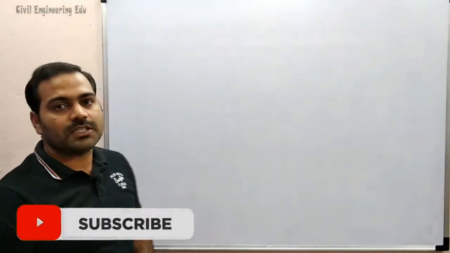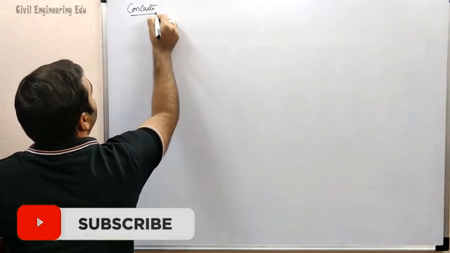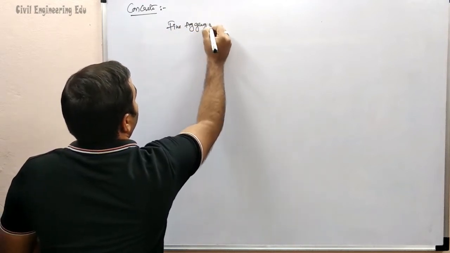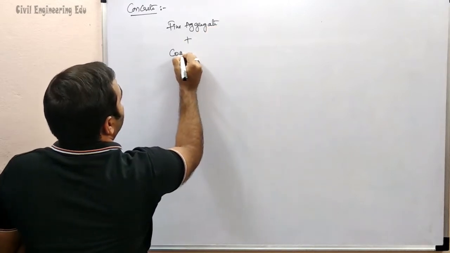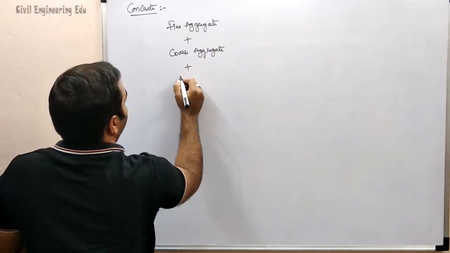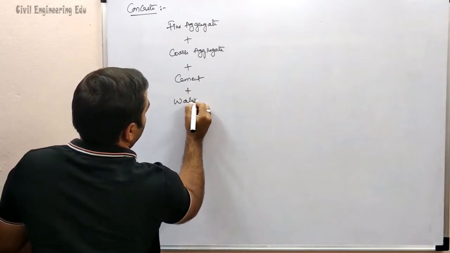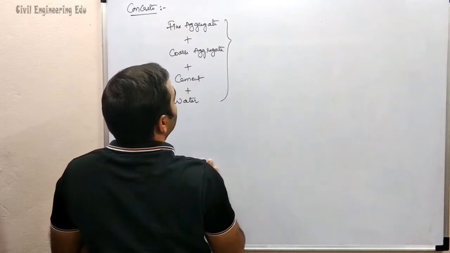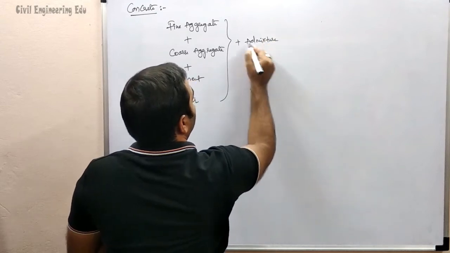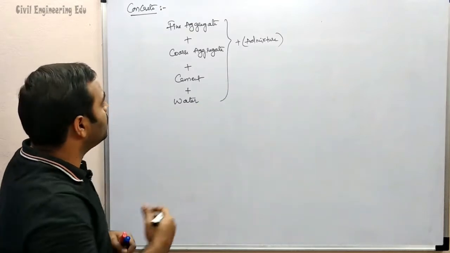First of all, let us see what is concrete and what are the materials first. So concrete, it is a mixture of fine aggregate, coarse aggregate, and cement, and also water. So additional to this one we use admixture. So this is the additional one. In some cases we use admixture and in some cases we won't use admixture.